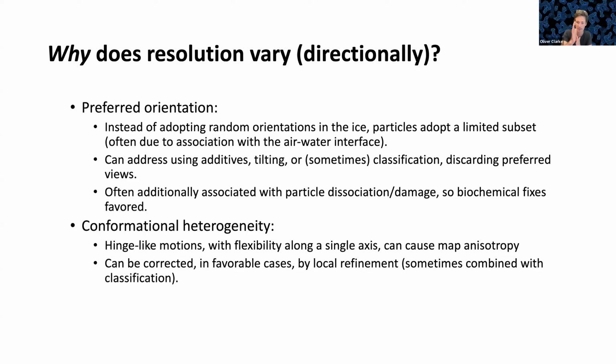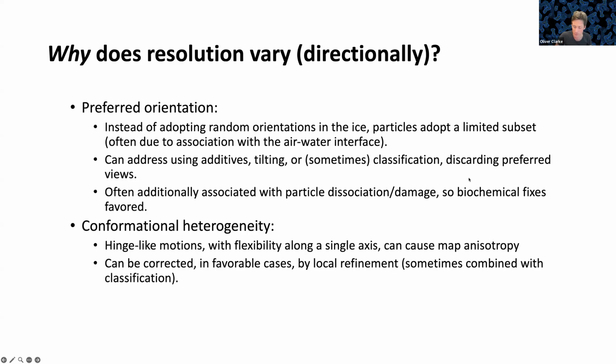If you have two domains arranged like this and moving like that, so you have a hinge, that will lead to the same thing. That will lead to anisotropy, because the density is going to be blurred out in the direction of motion, right? And it's going to be okay, or better at least, when you're looking orthogonal to that. So that's something to consider. In that case, you can potentially correct that by local refinement and classification.